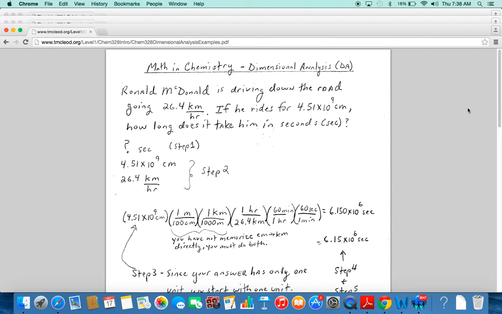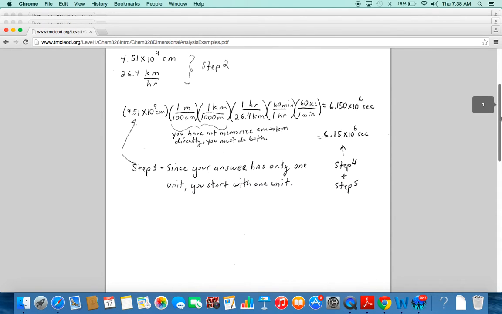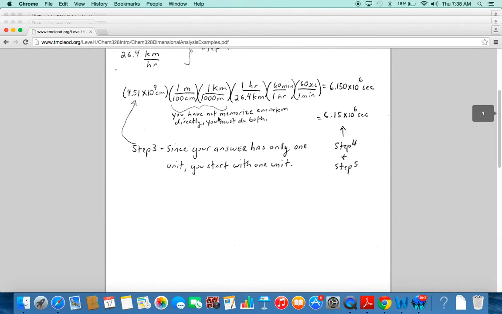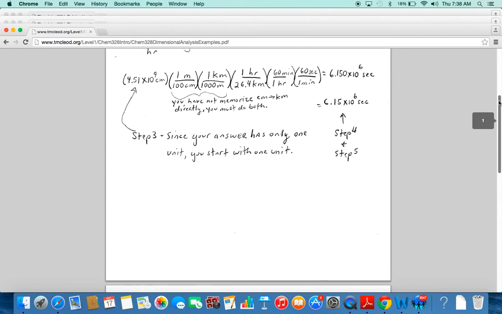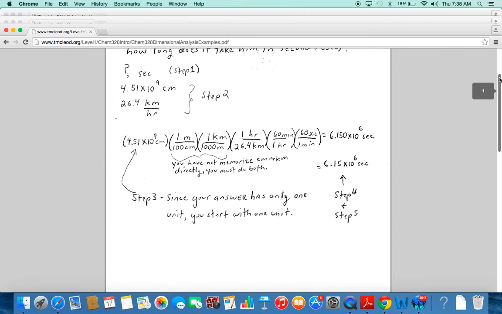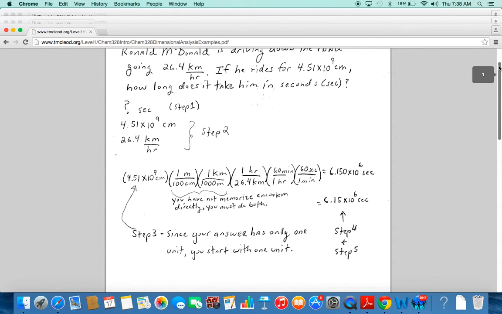Okay? And that's how you do it. So that's how it is. You can't make conversion factors unless you actually calculate them. You either have to know them or have them memorized. Okay? So that's an example of dimensional analysis.